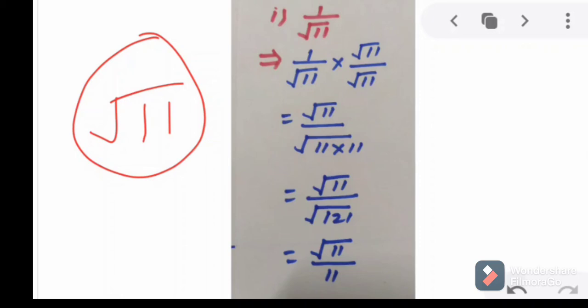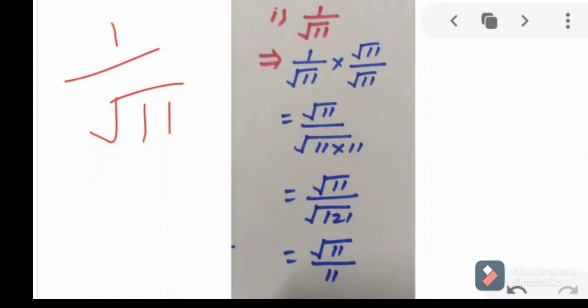Okay. Now friends, the last question, that is question number 4. Rationalize the denominator. Rationalize the denominator means here the denominator is root 11. We want to convert this root 11, which is an irrational number, into a rational number. Friends, in rationalization we have studied that when an irrational number root 11 is multiplied by root 11, then it gets converted into a rational number.